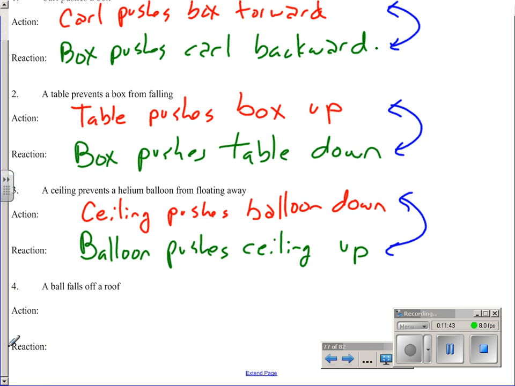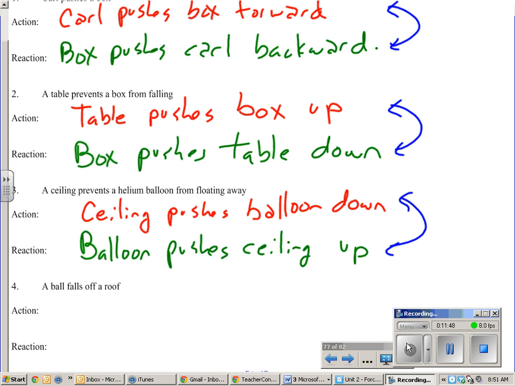So, ball falls off a roof. We talked about this one. Let's try it. So before we do, again, what are the two objects? The ball, and why is the ball falling? Because of gravity. Gravity from, I need an object, the earth, right? So this one is really weird.